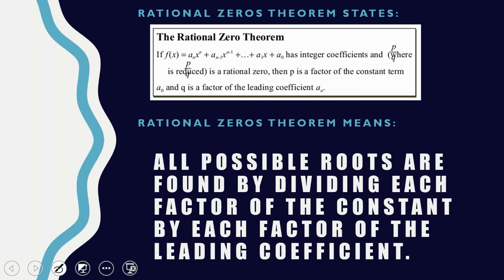What you use is the letters P and Q. P is the constant, Q is the leading coefficient. You factor them, you divide them out, you've got all of your possible roots.